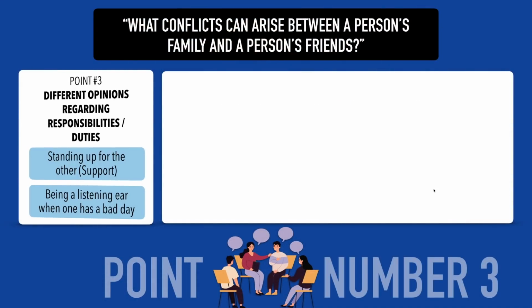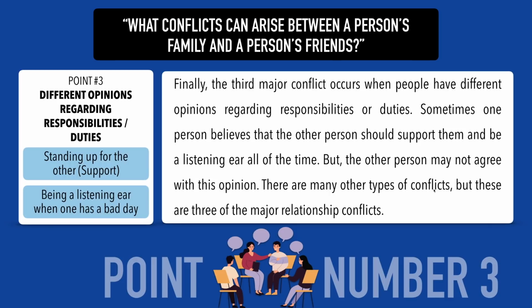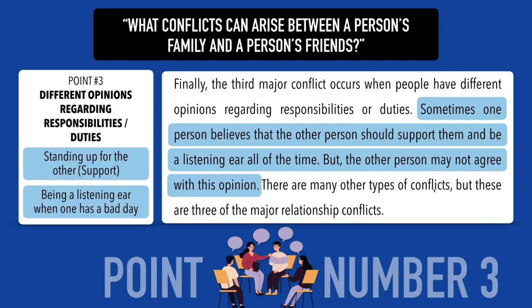Here we go. Point number 3, different opinions regarding responsibilities or duties. Finally, the third major conflict occurs when people have different opinions regarding responsibilities or duties. Sometimes one person believes that the other person should support them and be a listening ear all of the time. But the other person may not agree with this opinion. There are many other types of conflicts, but these are 3 of the major relationship conflicts.